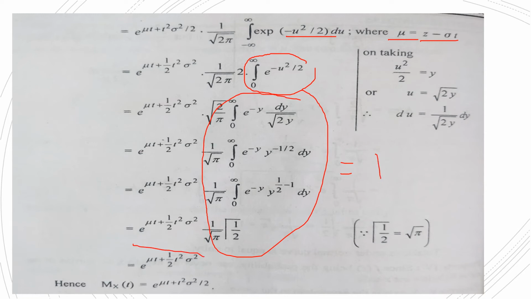So we get this expression for the moment generating function. You all must know that the moment generating function of the normal distribution is e raised to the power mu t plus sigma square t square by 2.